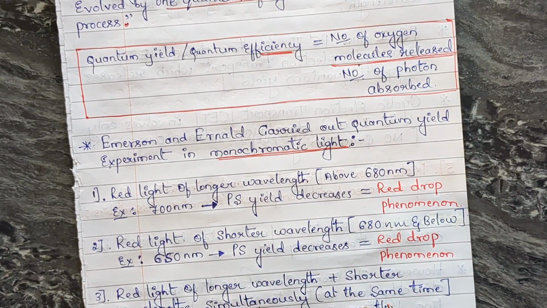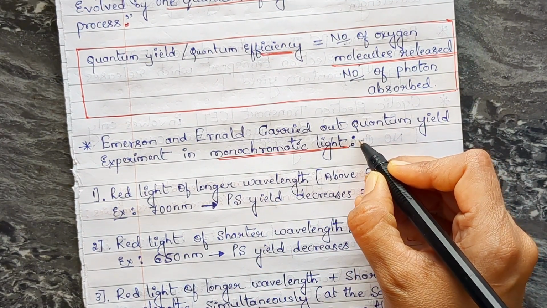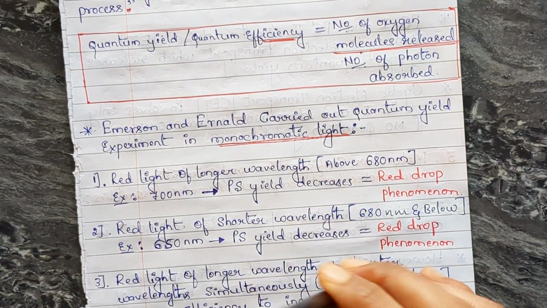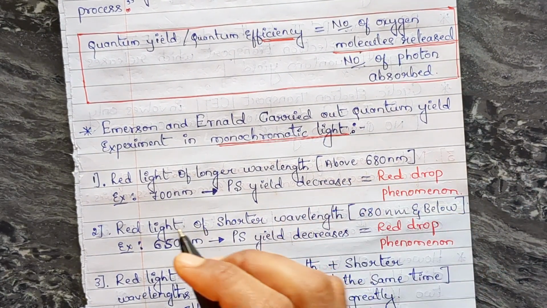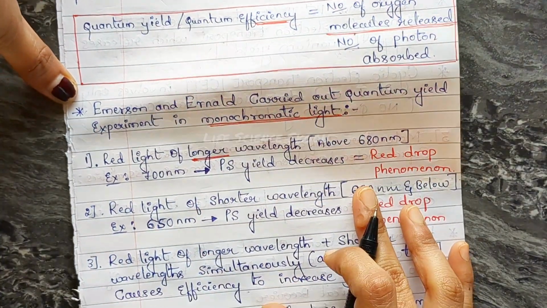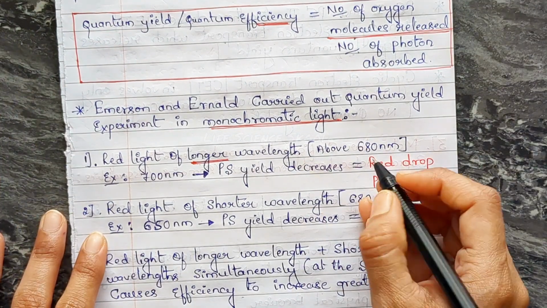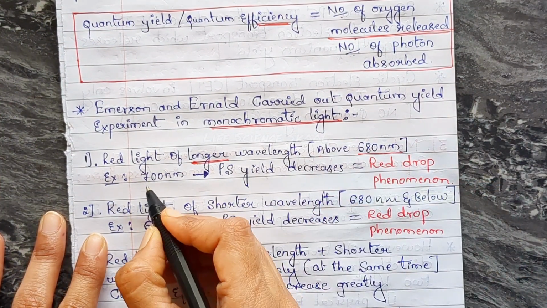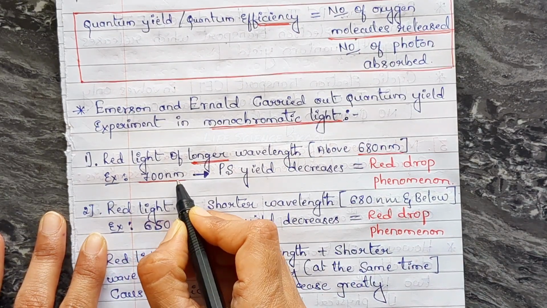They did the experiment by using a monochromatic light. Mono means single, so single light, monochromatic light. In the first set of experiments, they used red light of longer wavelength, which means the wavelength is about 680 nanometer or above 680 nanometer. For example, here they have taken 700 nanometer.